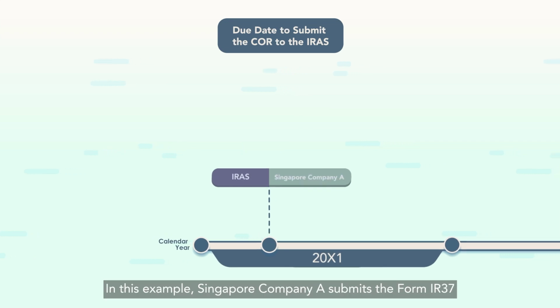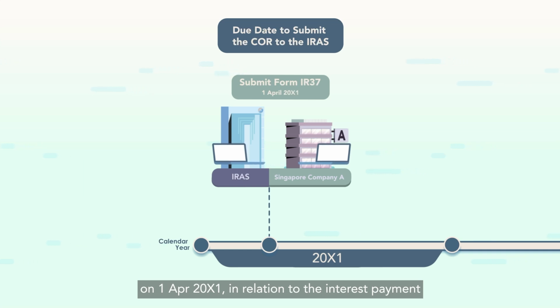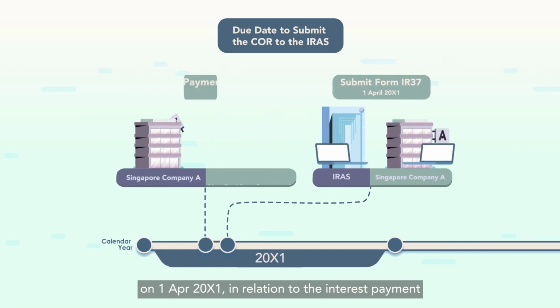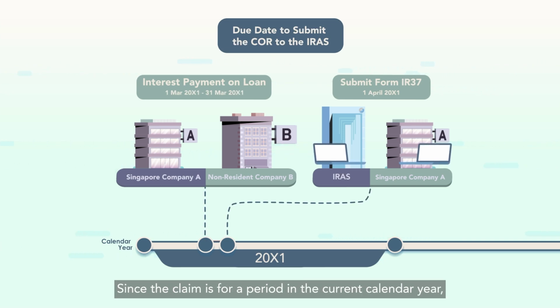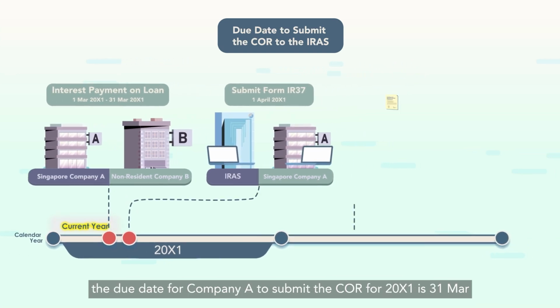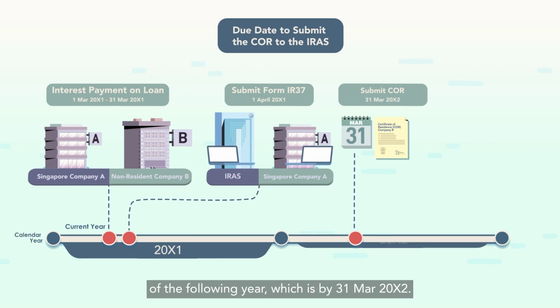In this example, Singapore Company A submits the Form IR37 on 1st April 20X1 in relation to the interest payment for the period between 1st March 20X1 and 31st March 20X1. Since the claim is for a period in the current calendar year, the due date for Company A to submit the COR for 20X1 is 31st March of the following year, which is by 31st March 20X2.